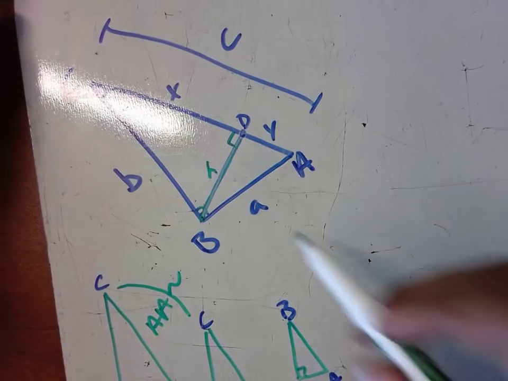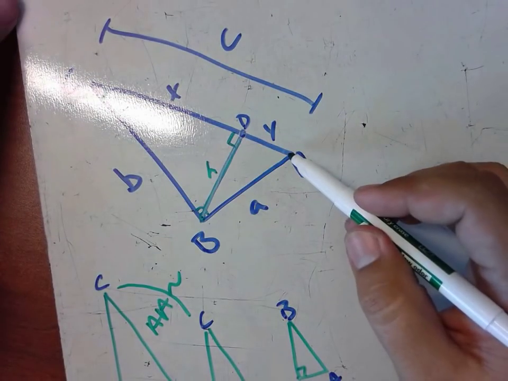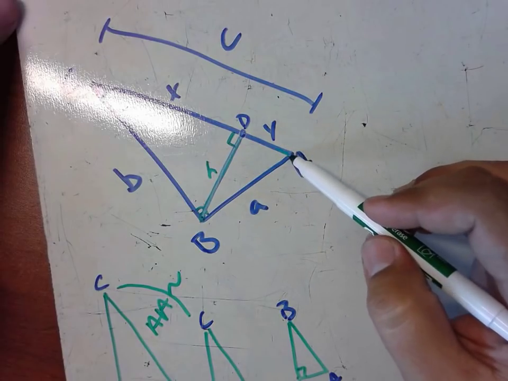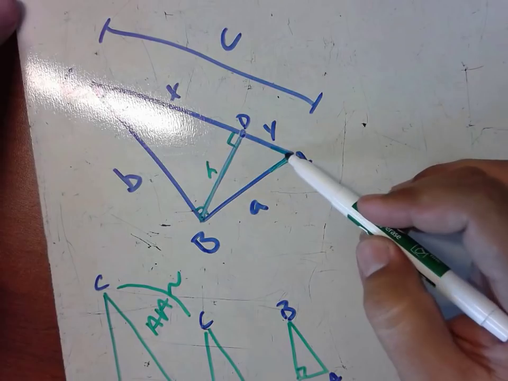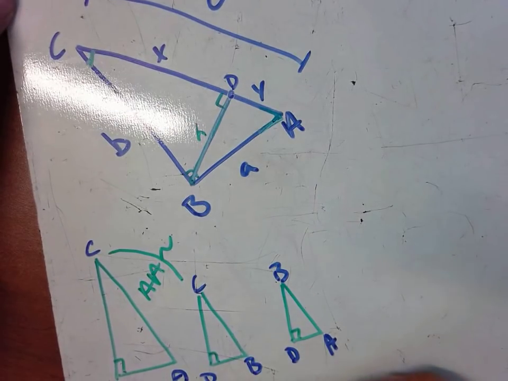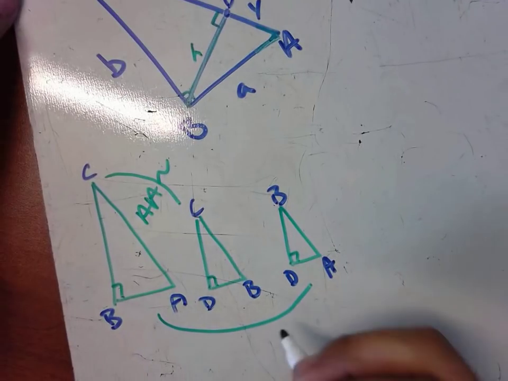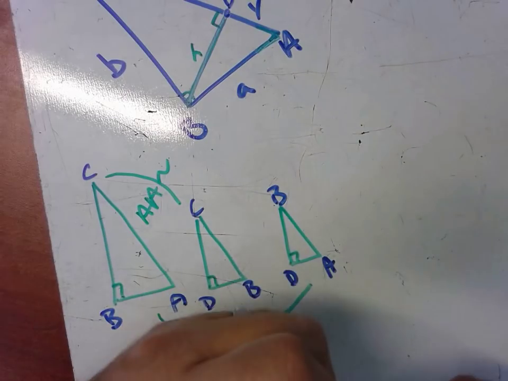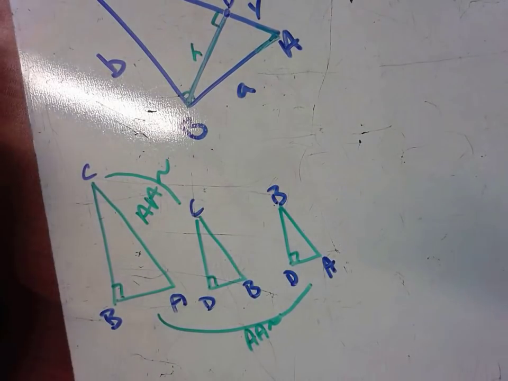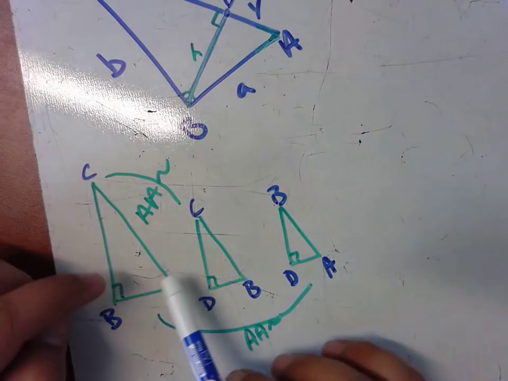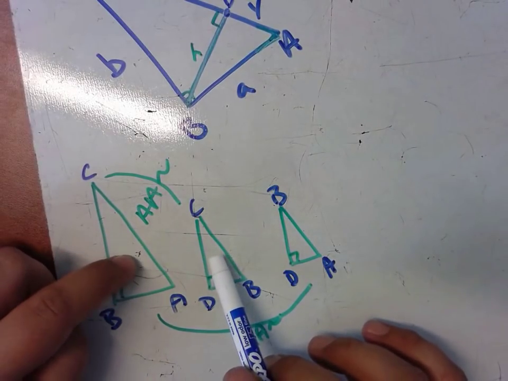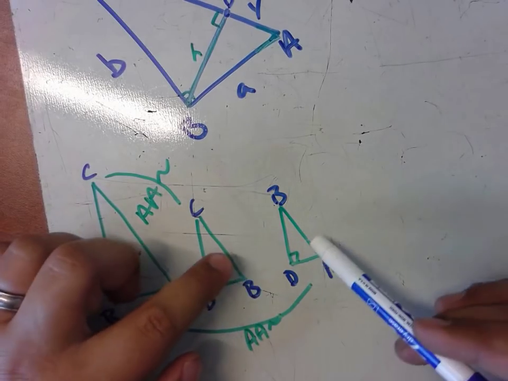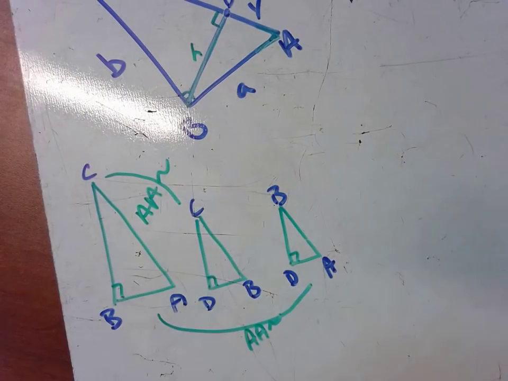Then in the large triangle, you have angle A. In the small triangle, you have angle A. Angle A in the big triangle did not change from angle A in the small triangle. Therefore, these two triangles, the largest one and the smallest one, are similar. Angle-angle similarity. And with the transitive property, since the large one is similar to this one, and the large one is similar to the small one, both of these have to be similar to each other.